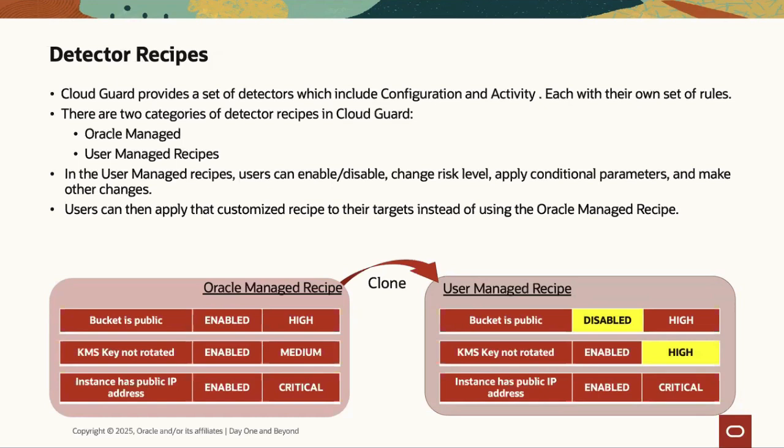Now, the reason why we do this is because we want the ability to change some attributes of the rule in the detector recipe. You can enable or disable a rule. You can, for example, change its input parameters. You can change the risk level. And this is done to fine tune the environment so that you can reduce the noise and you can reduce the fact that you get false positives.